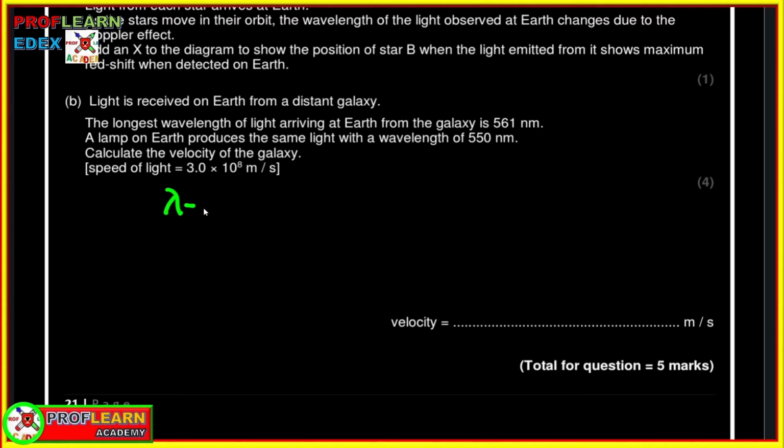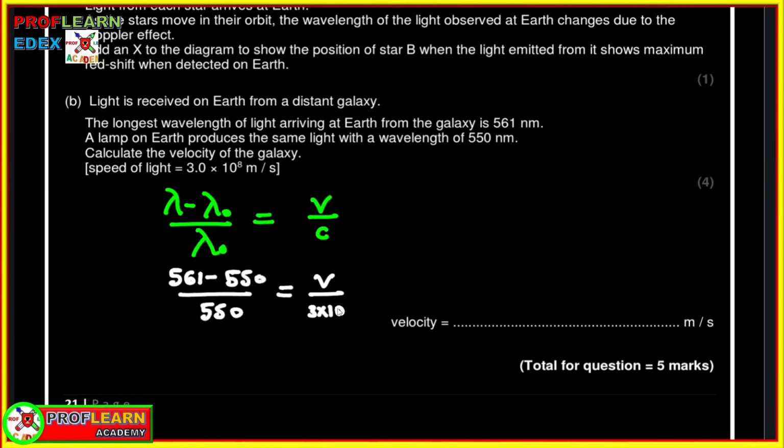Light is received from a distant galaxy. In order to work out the speed of the galaxy, we're going to use this formula, and then we shall substitute. So we have worked most of these questions. I believe when you are going to do it on Friday, you will remember this tutorial, and then you will come back and tell us, did this question appear?